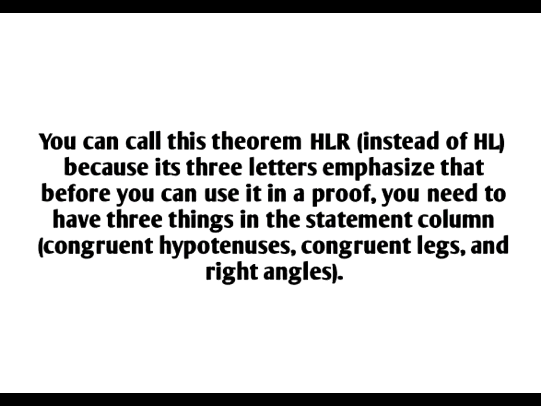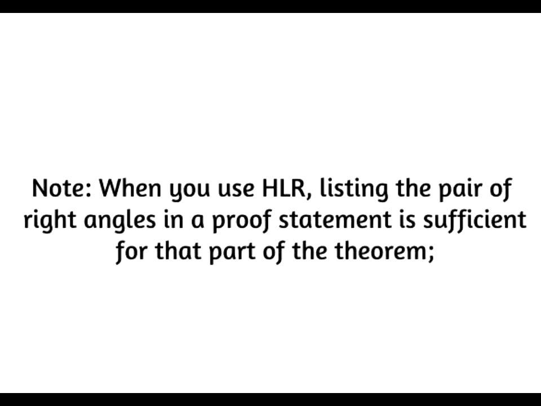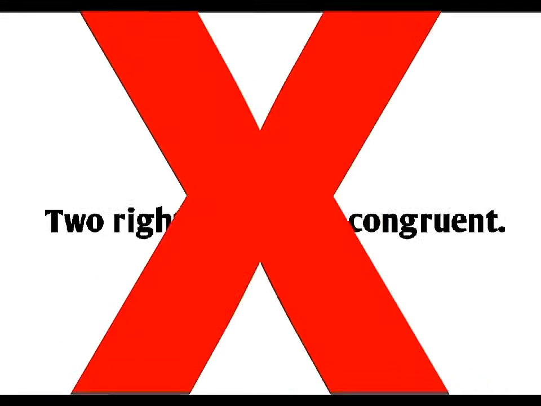You can call this theorem HLR instead of HL because it's three letters emphasized, so before you can use it in a proof, you need to have three things in the statement column: congruent hypotenuses, congruent legs, and right angles. Note that when you use HLR, listing the pair of right triangles in the proof statement is sufficient for that part of the theorem. You don't need to state that the two right triangles are congruent. Are you ready to prove triangles congruent with the HLR method?